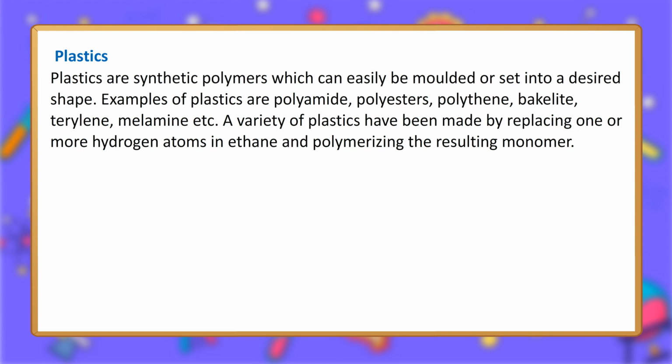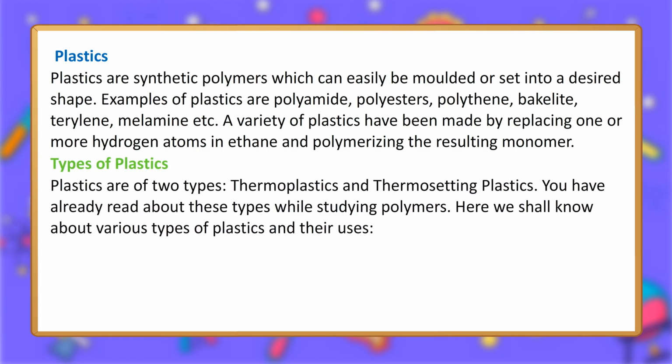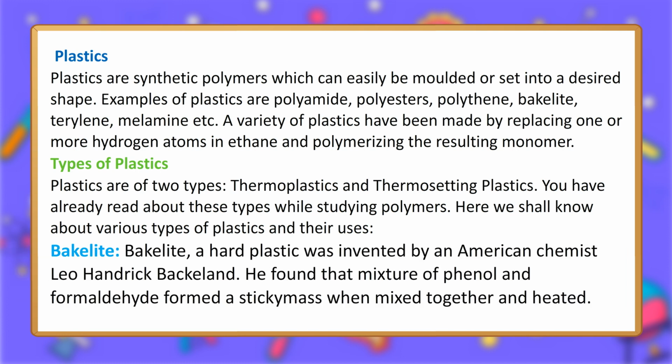Examples of plastics are polyamide, polyesters, polythene, bakelite, terylene, melamine etc. A variety of plastics have been made by replacing one or more hydrogen atoms in ethane and polymerizing the resulting monomer. Types of plastics. Plastics are of two types, thermoplastics and thermosetting plastics. You have already read about these types while studying polymers. Here we shall know about various types of plastics and their uses.